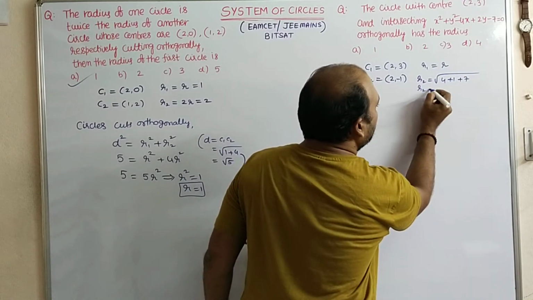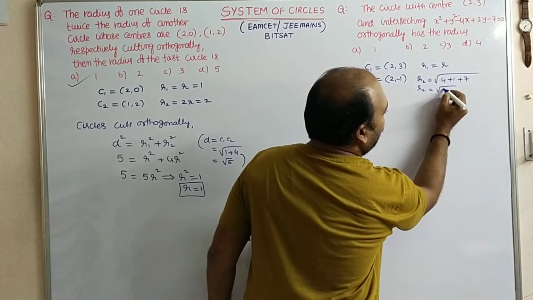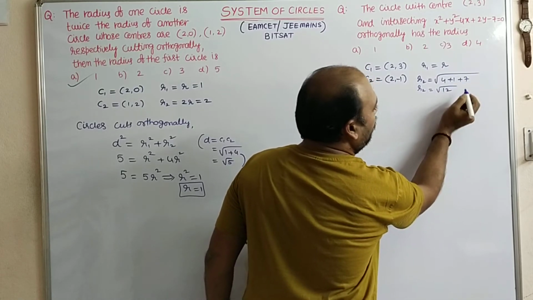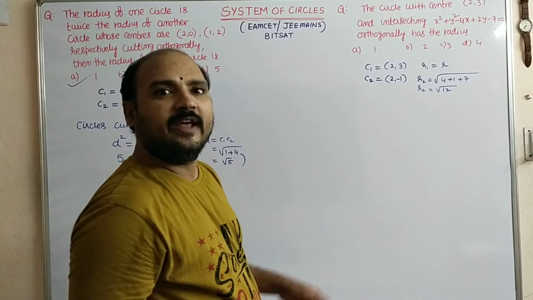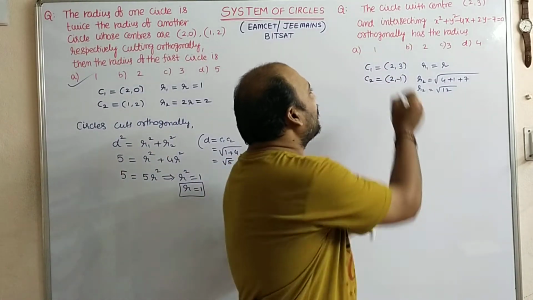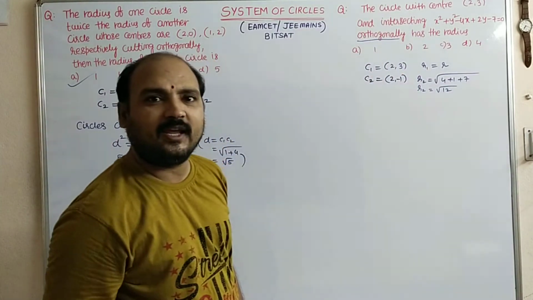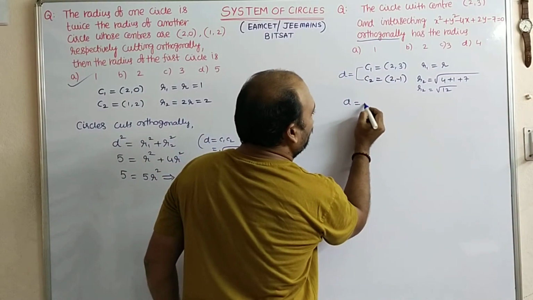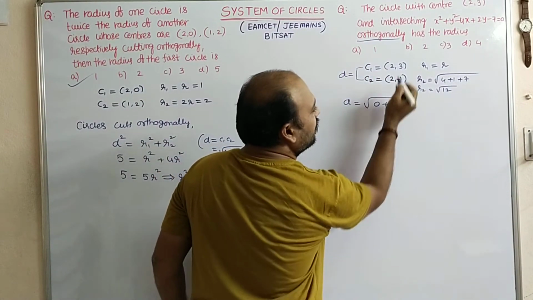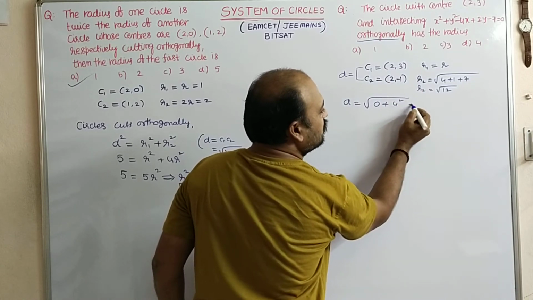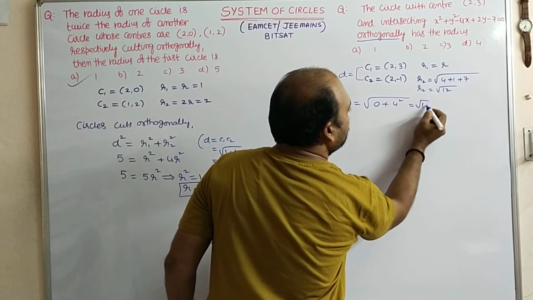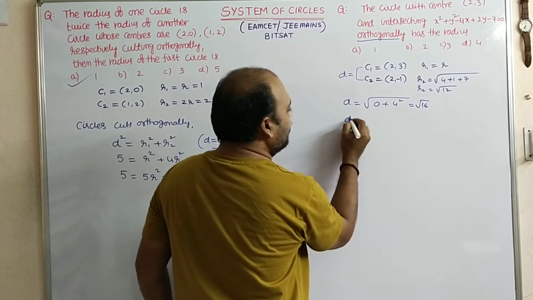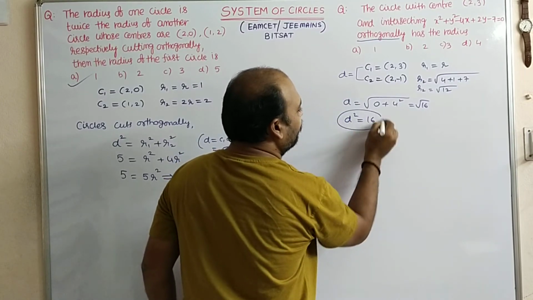So R2 is equal to root of 7 plus 4, 11 plus 1, 12, root 12. Anyway, the two circles cut orthogonally. Here the condition is that they are orthogonal. Calculate the distance between their centers, d. So d is equal to root of (2 minus 2, 0) and (3 minus of minus 1, 4) squared. So root 4 square means root 16. So d square we want is 16.